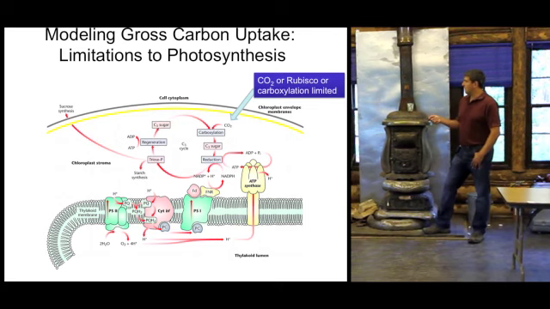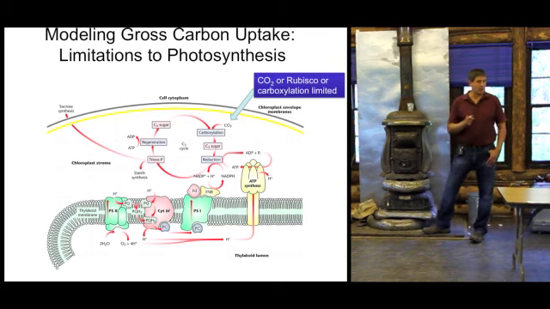And if you look at the photosynthetic pathway here, this is the Calvin cycle. This is where carbon dioxide enters the Calvin cycle. When you have low photosynthetic rate or low carbon dioxide around that leaf, you're going to be carboxylation limited. If you don't have a whole lot of rubisco in that leaf, you're going to be carboxylation limited.